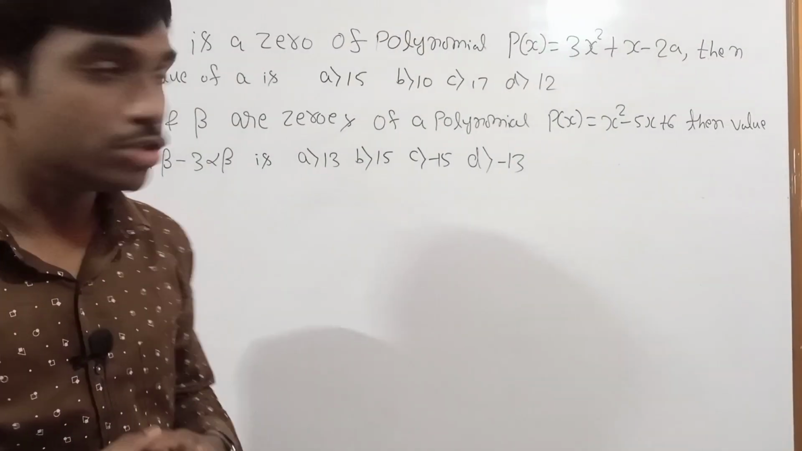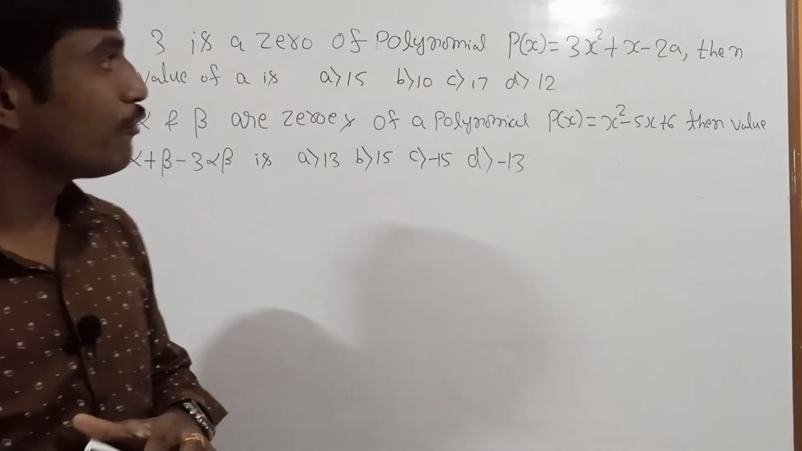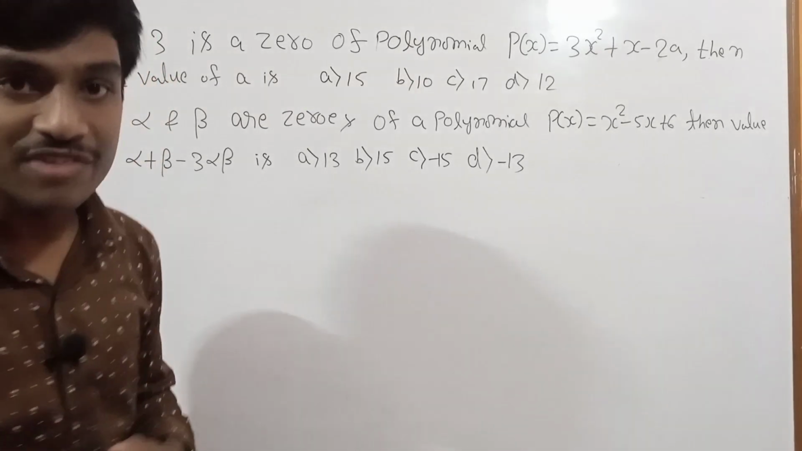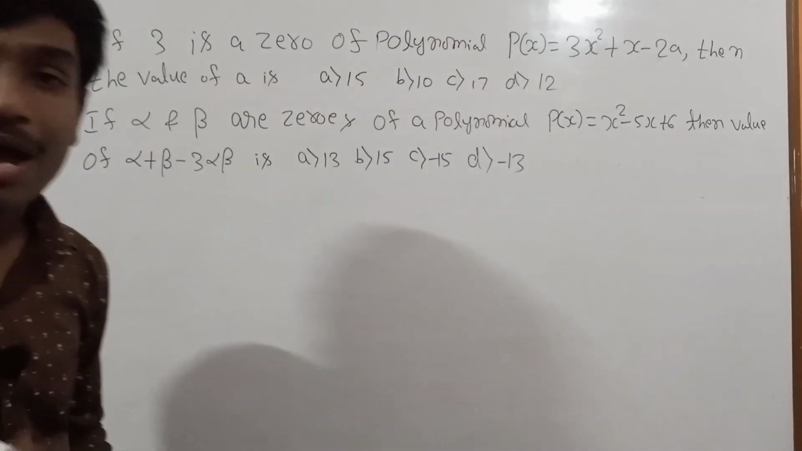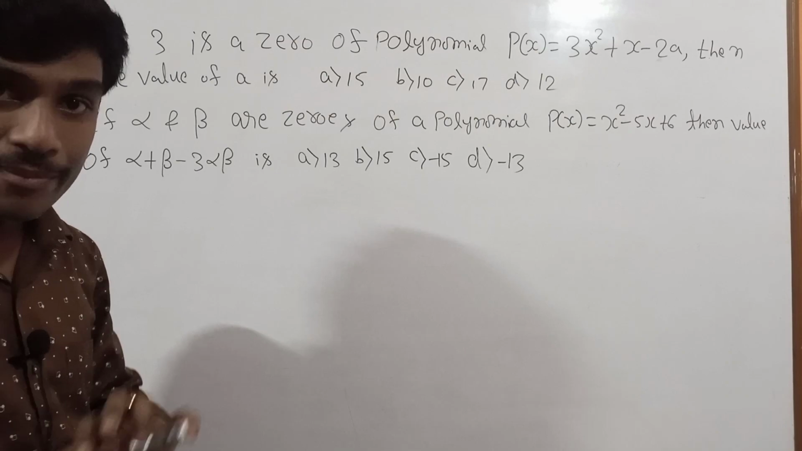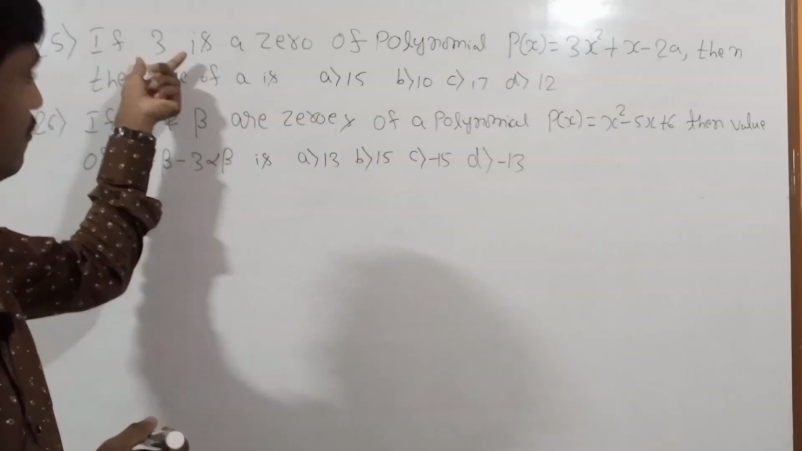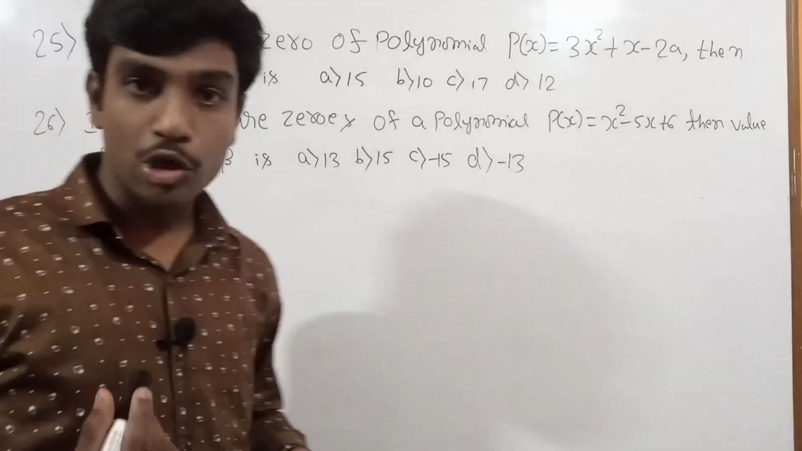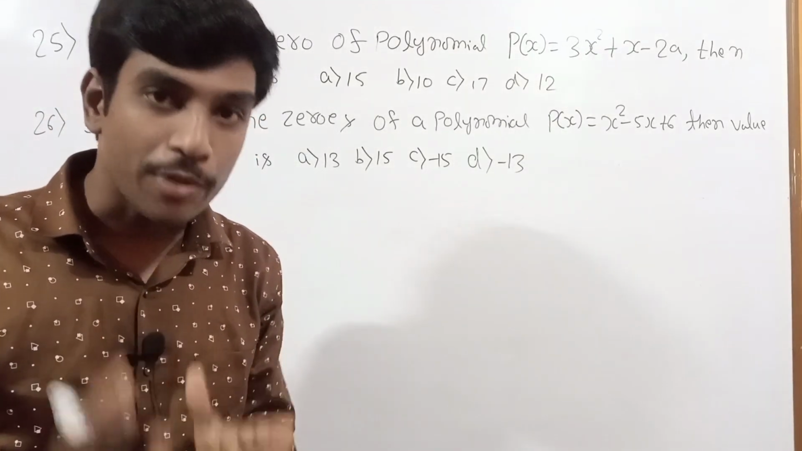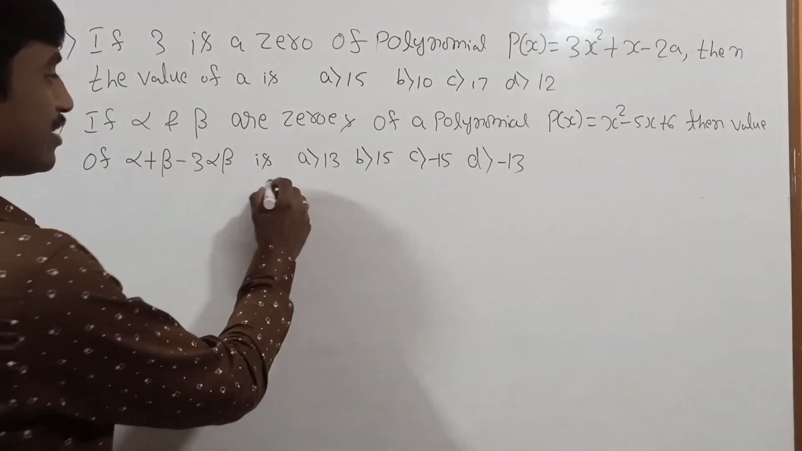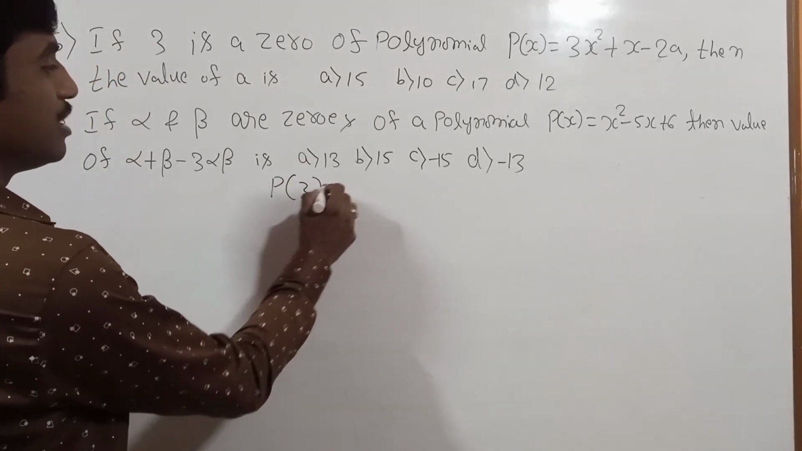Okay, now in the next question, if 3 is a zero of the polynomial p of x equals 3x square plus x minus 2a, then we need to find the value of a. As I said earlier, here they have given that 3 is a zero of the polynomial. The meaning of that is, when we substitute 3 in the given polynomial, the value of the polynomial will be 0. That is the meaning of a zero of a polynomial. So to say in simple words, p of 3 will be equal to 0.